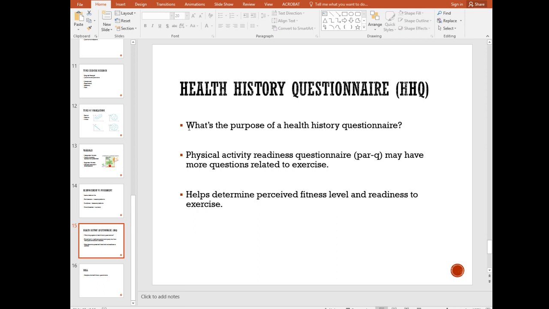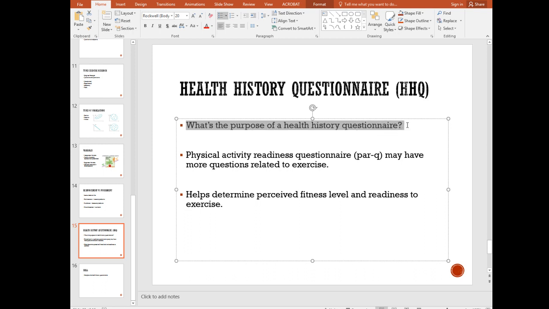Health history questionnaire. You're going to have some questions come up. One of the main questions you're going to see in this course is, what is the purpose of the health history questionnaire? And really for us, we're looking for red flags. We want to make sure there's no health issues before somebody starts working out or starts trying to change things. So we really need to look for those red flags.